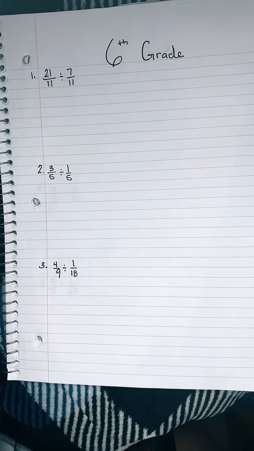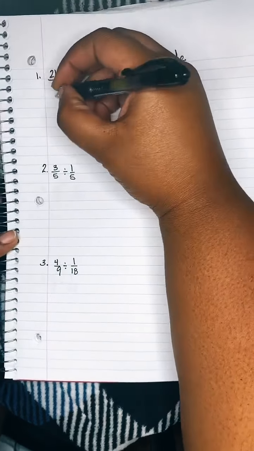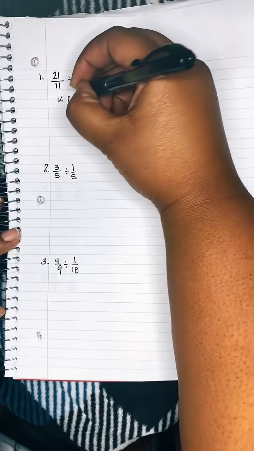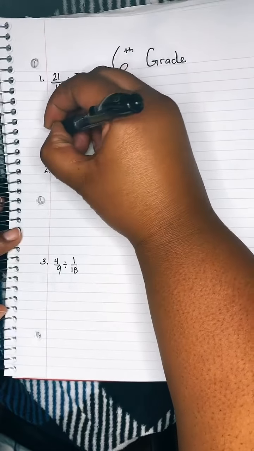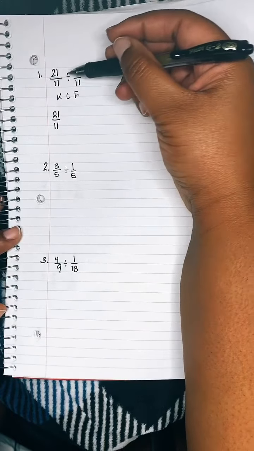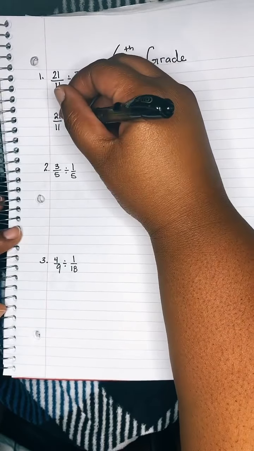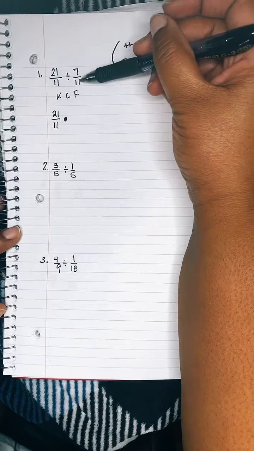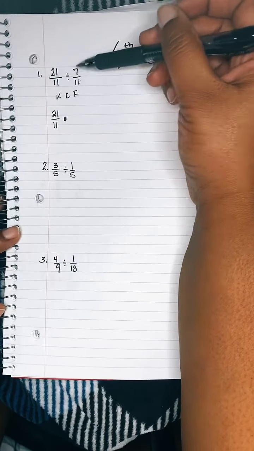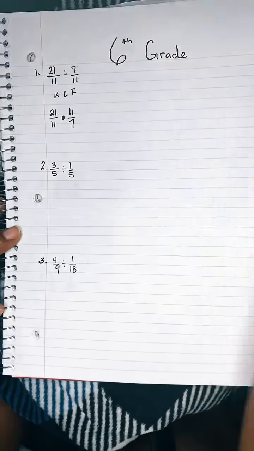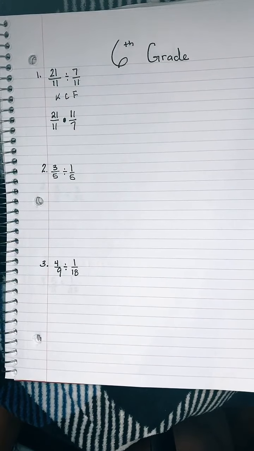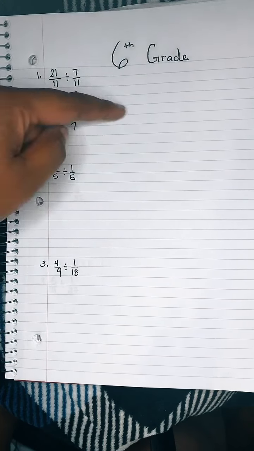So for this first one, we have 21 over 11 divided by 7 over 11. You may have heard of keep, change, flip. We're going to keep this fraction as it is, 21 over 11. We're going to change this to its opposite. What's the opposite of division? Multiplication. And then we're going to flip this fraction. When you hear the reciprocal, all that means is you're doing the flip. So you're putting the 11 on top and the 7 on the bottom. Now we can multiply straight across.